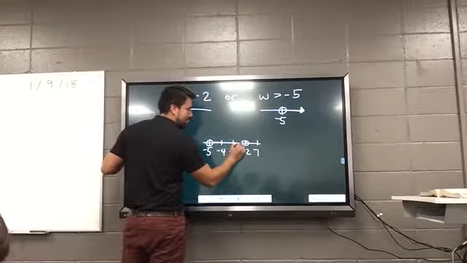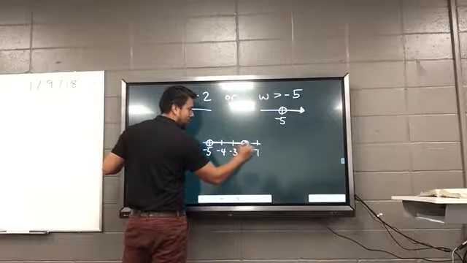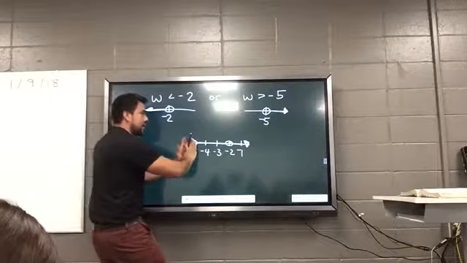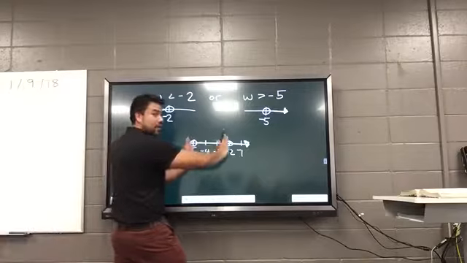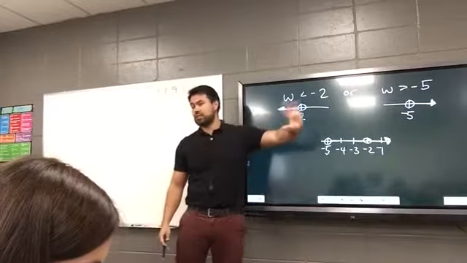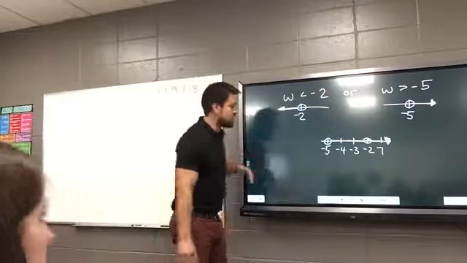So guess what happens? You know what happens here? You go right through him, and it would do this. Wouldn't that be the solution set for W is greater than -5? It'd be all those numbers. So that's one solution set. What's the other solution set?